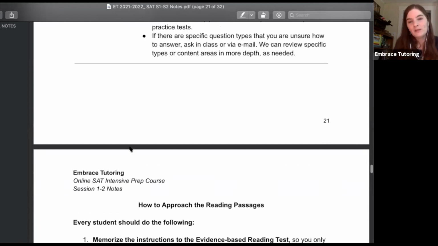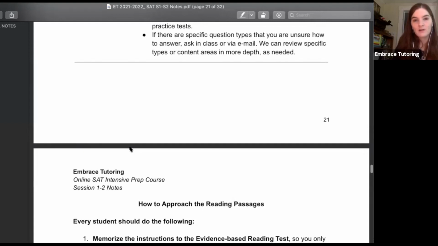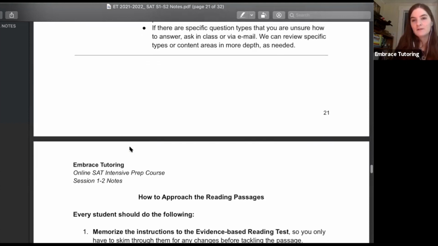So you can also email me if you don't want to address it directly in class. Everyone can email me to let me know, or ask me in class, and we can review specific question types or content areas in more depth, depending on need.